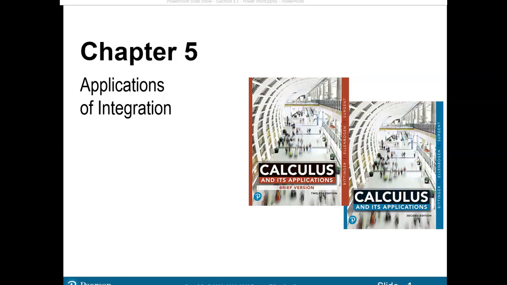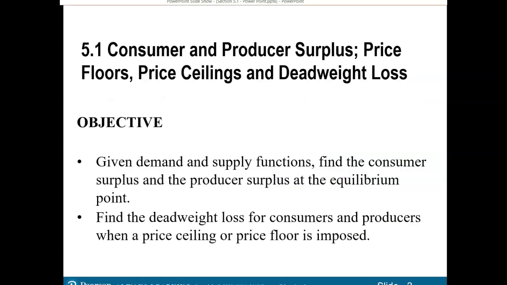In this video, we're going to start Chapter 5 on applications of integration, applying all the things you learned in Chapter 4. Section 5.1 is on consumer and producer surplus, price floors, price ceilings, and deadweight loss. Those are some applications that we're going to talk about.